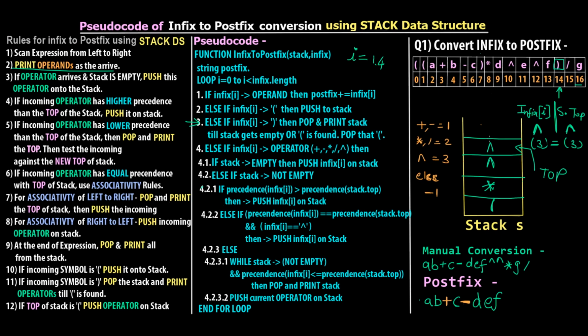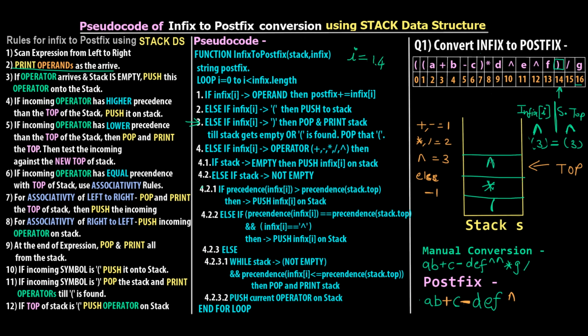So obviously when you're popping, this raise to operator is popped out first. Let's write down raise to over here. So we erased this out and printed it in the postfix expression. So now this is the new top. So this also has to come out because we have to keep on popping and printing till the stack gets empty or an opening bracket is found.